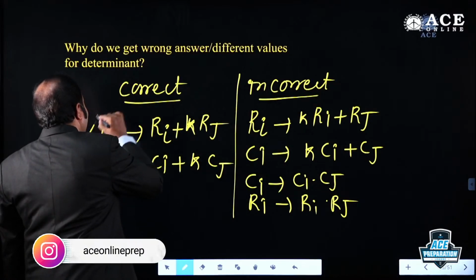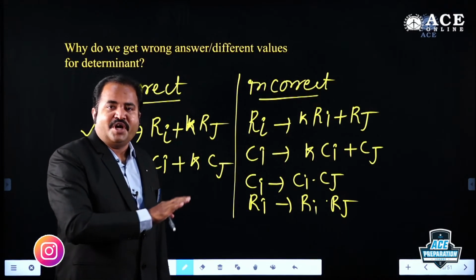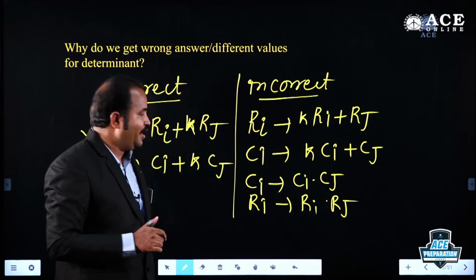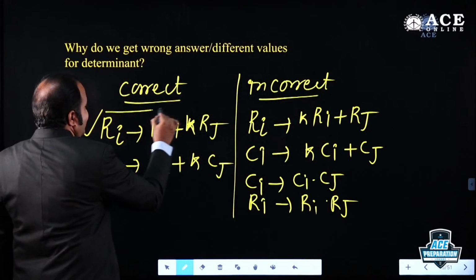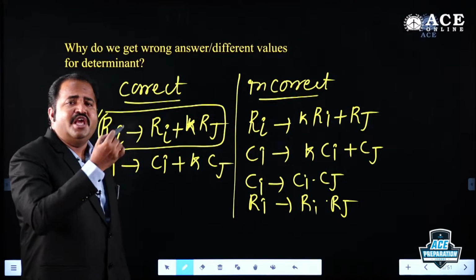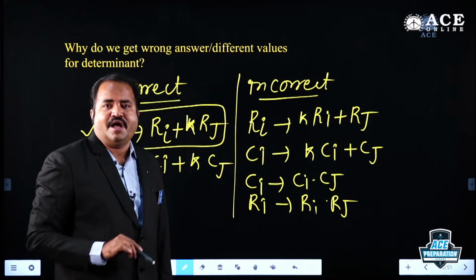These types of operations are only allowed while simplifying determinant problems, particularly higher order problems: 4 by 4, 5 by 5, 6 by 6, etc. Let us see once here: Ri changes to Ri plus k times Rj. This means every element of another row, Rj, is multiplied with k and added to Ri.